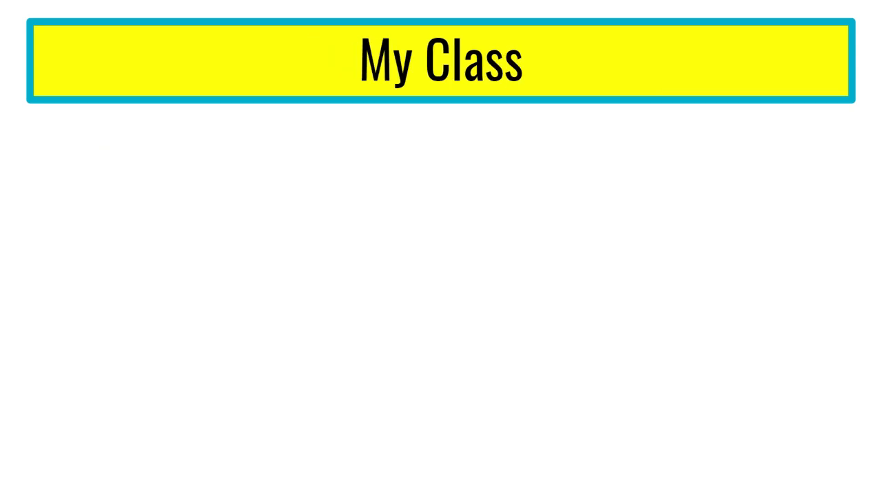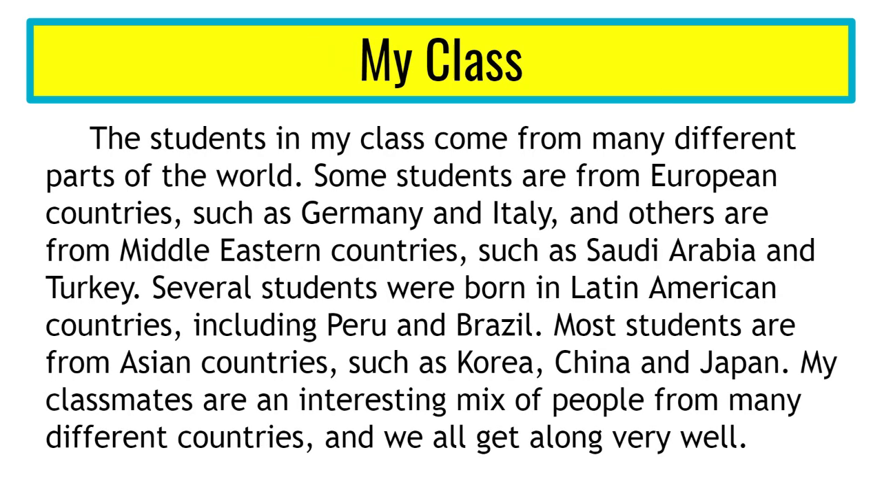Let's look at this paragraph as an example. The students in my class come from many different parts of the world. Some students are from European countries such as Germany and Italy, and others are from Middle Eastern countries such as Saudi Arabia and Turkey. Several students were born in Latin American countries, including Peru and Brazil. Most students are from Asian countries such as Korea, China, and Japan. My classmates are an interesting mix of people from many different countries, and we all get along very well.